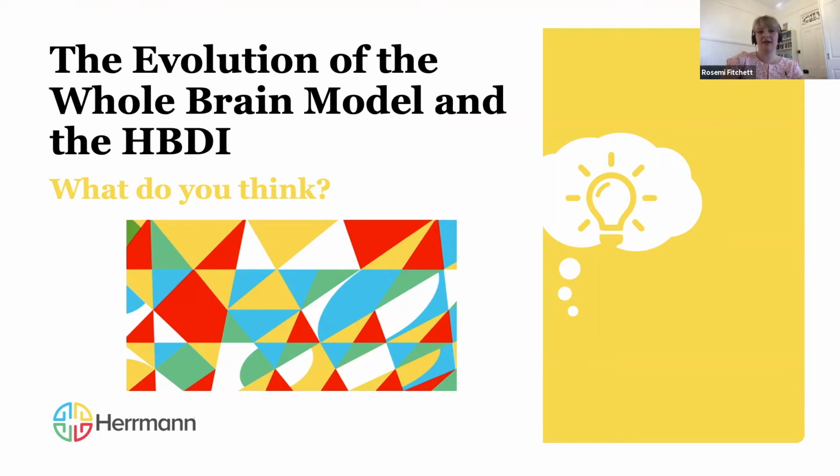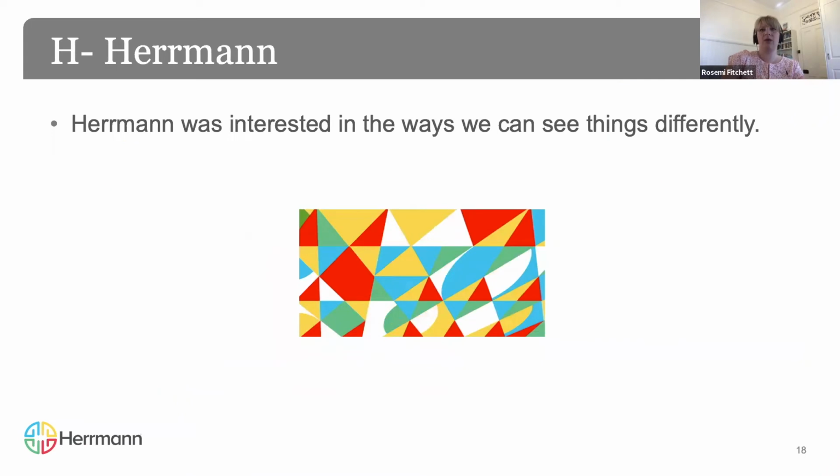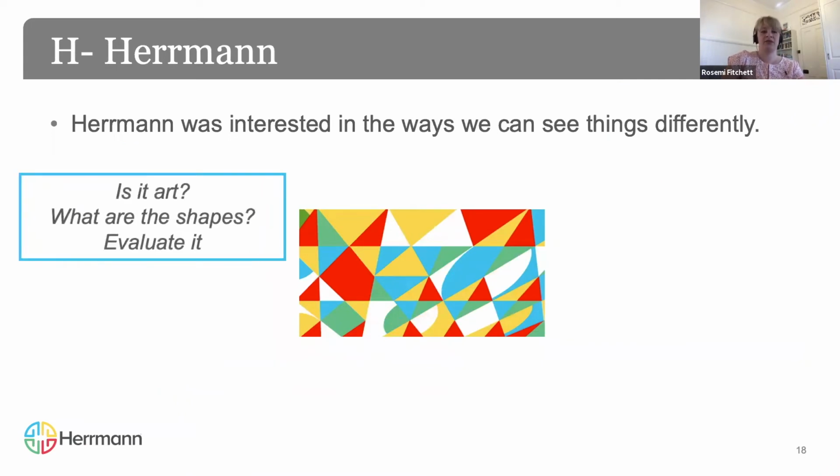And this is exactly what Ned Herrmann was interested in. Why do I show you this image and all the people who are in the session responding in different ways? Where does this come from? What does it mean to think differently? And so what Ned did was he said, we see things differently, we process in different ways, and we can map this process into these quadrants.